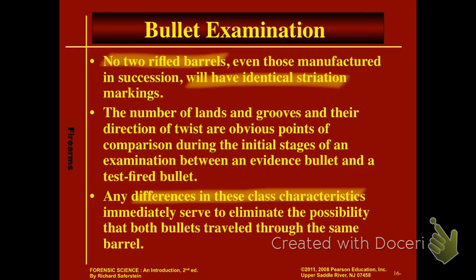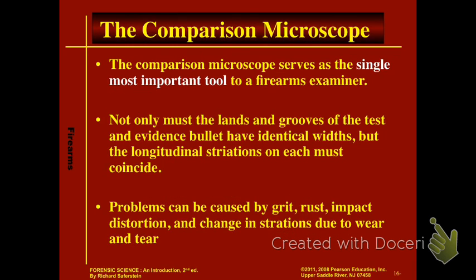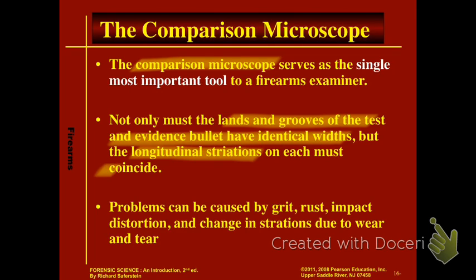Differences in class characteristics are a lucky break. They serve to eliminate the possibility that both bullets traveled through the same barrel. The tool that is most important for firearms analysis is called the comparison microscope. The lands and grooves of the test and evidence bullet have to have identical widths, but then these striations, these scratches along the bullet's edge, have to coincide. They have to match up as well.